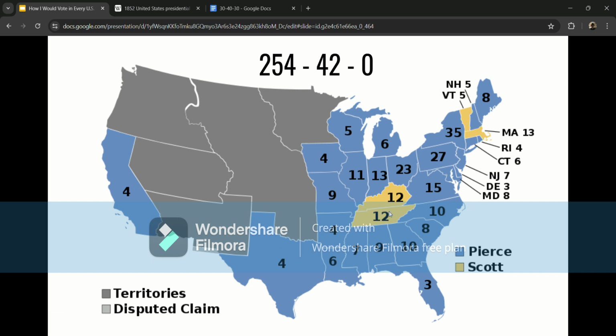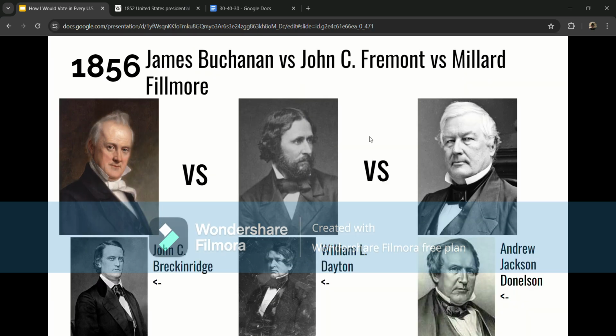And of course, here is the electoral map. Pierce absolutely dominated this election, mostly because the Whigs couldn't really get on board with anything. So Pierce wins this election and has an extremely controversial presidency. So much so he remains the only presidential candidate in American history as of this recording to literally be denied the chance at renomination by his party.